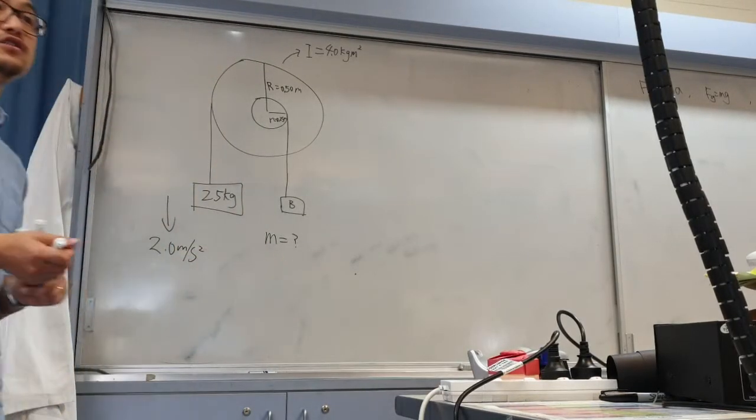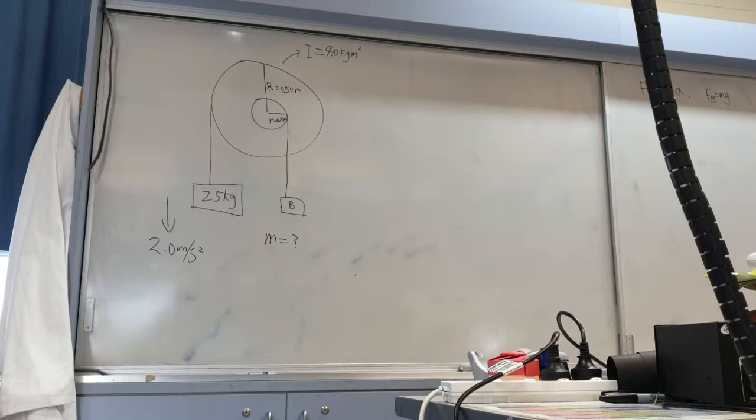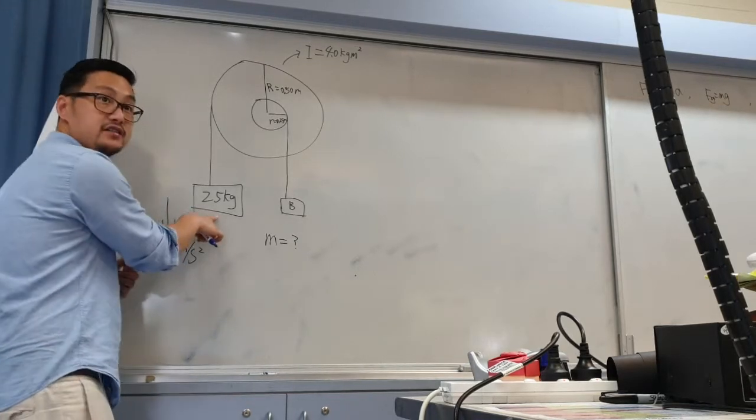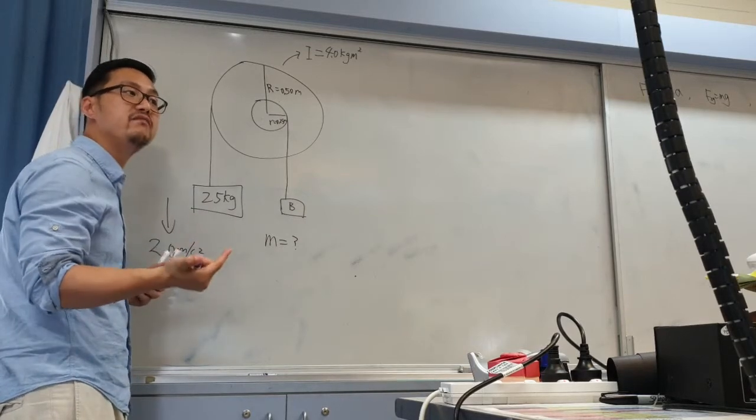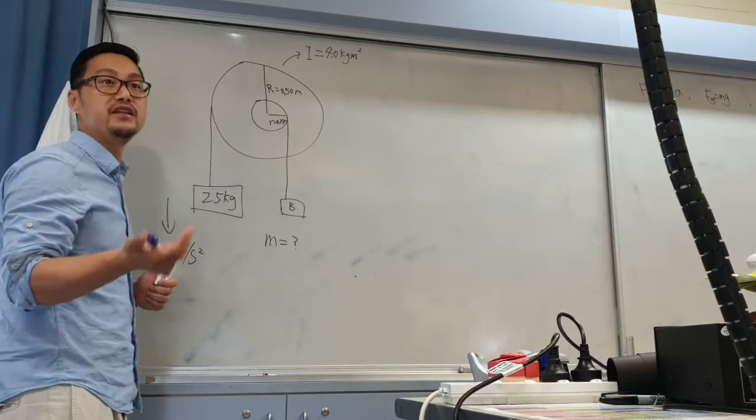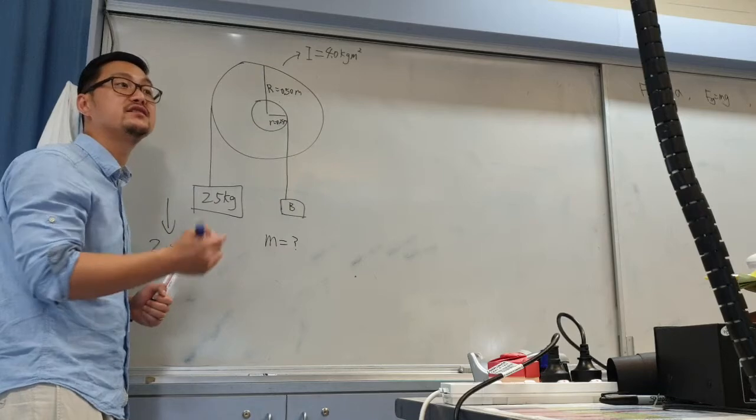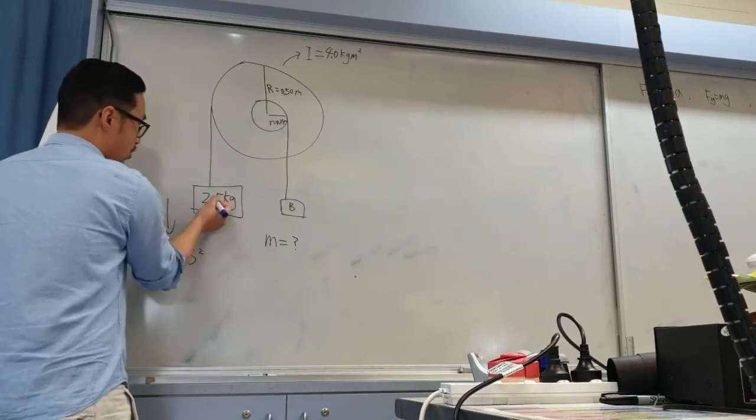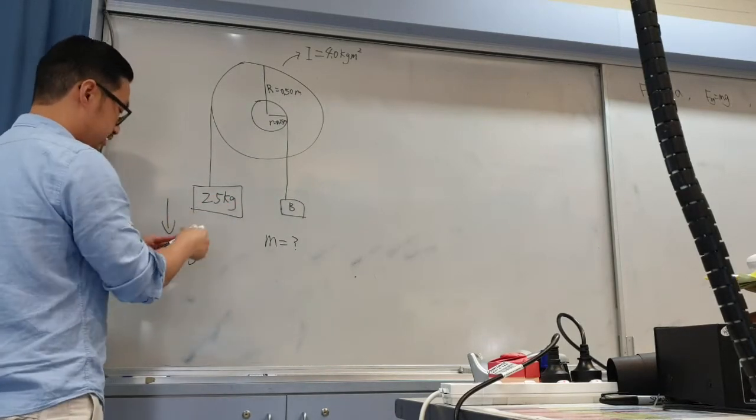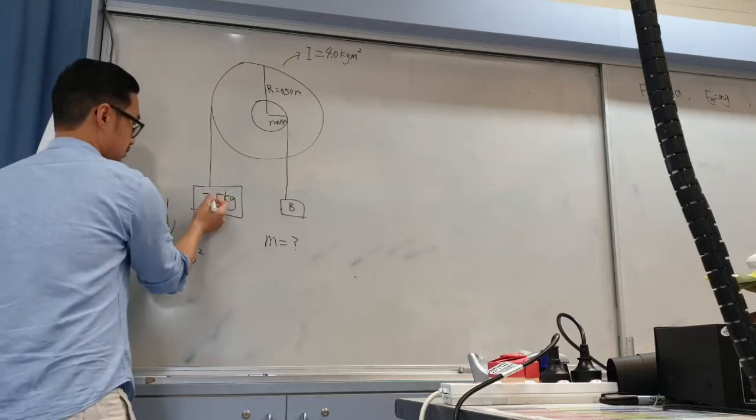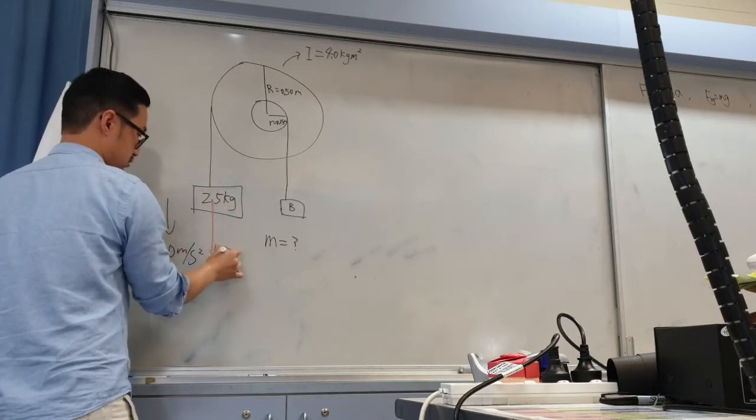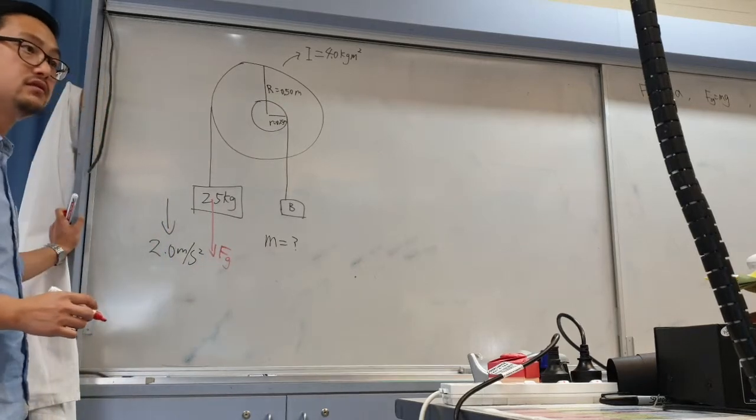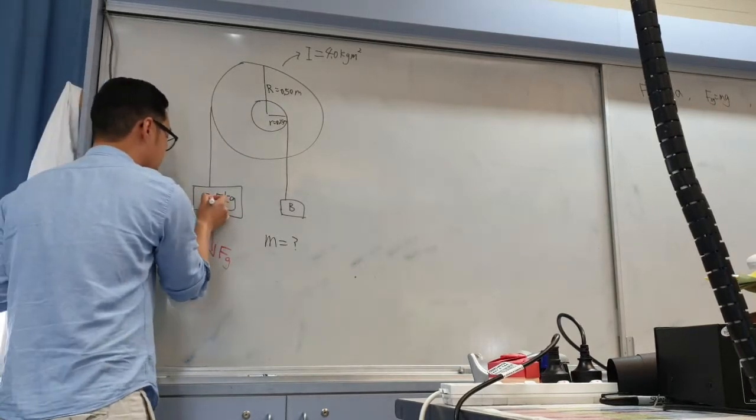All right, so the first thing I do is look at this object, because I know its acceleration. The acceleration tells me there's a net force, and then I can do force analysis on it. What are the forces acting on this object? Gravity, going downwards, and tension, pulling upwards.